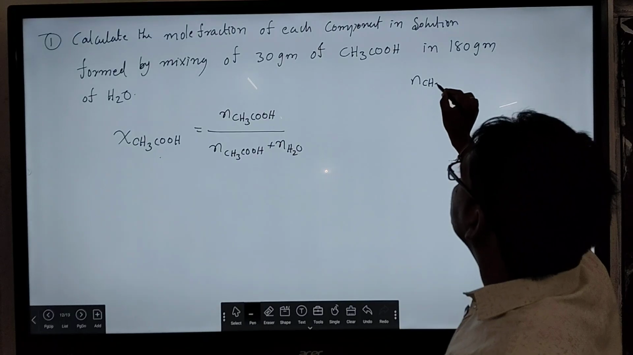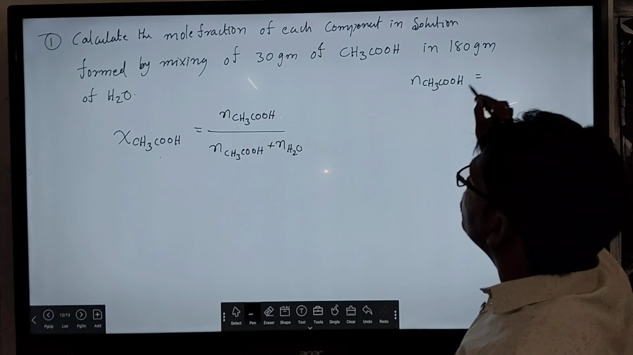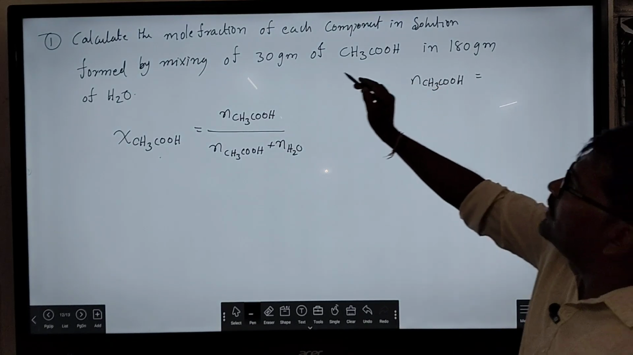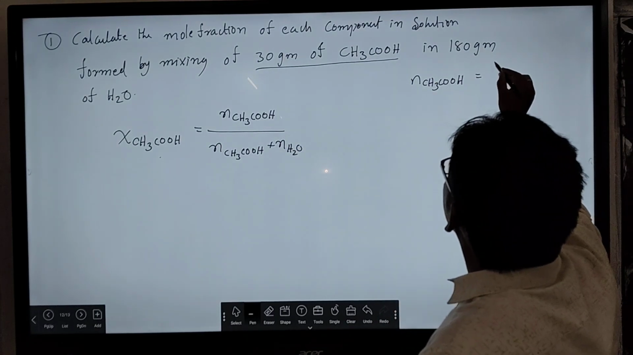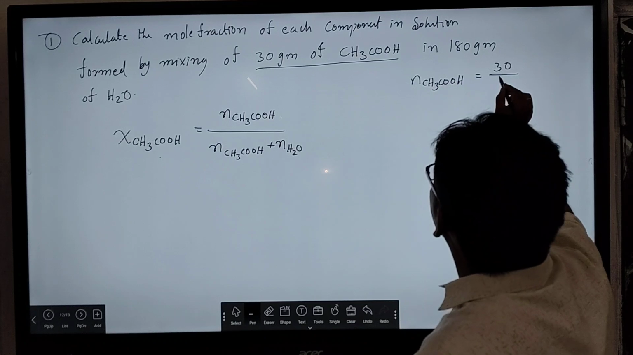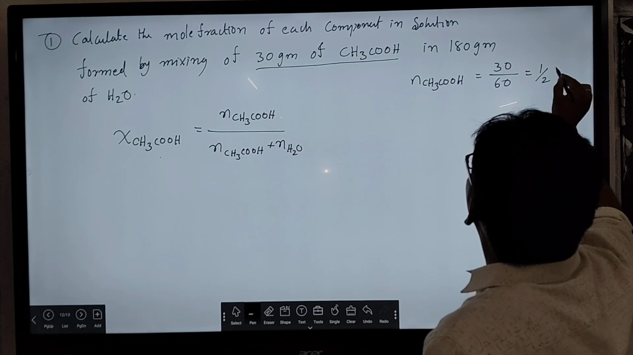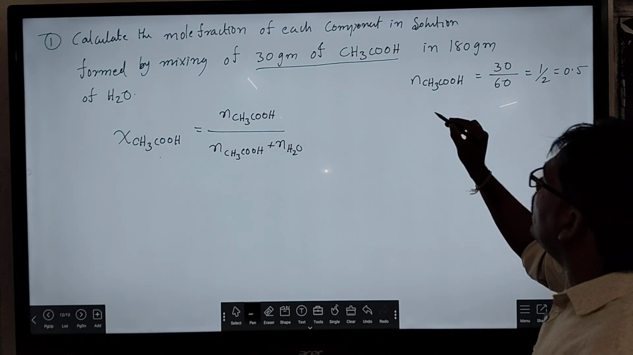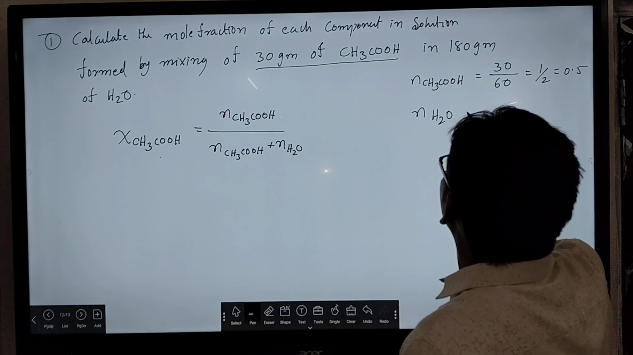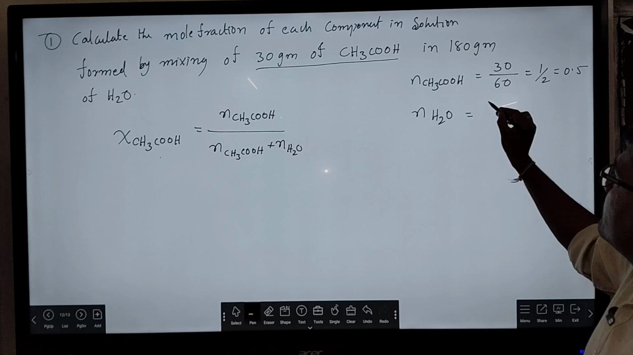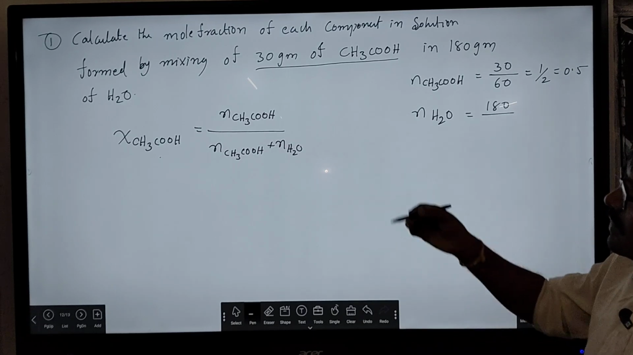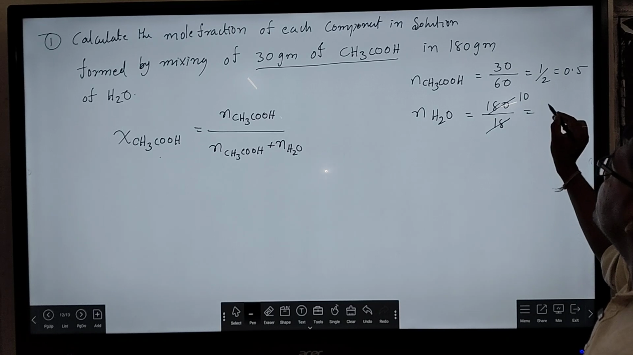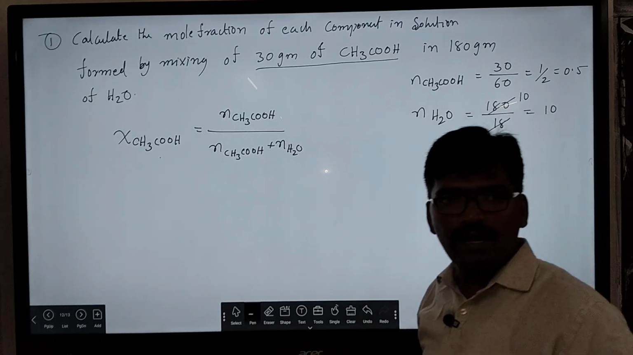Number of moles of CH3COOH is given weight divided by molecular weight. The given weight is 30, and the molecular weight of acetic acid is 60, so you get 1/2, nothing but 0.5 moles of acetic acid. Number of moles of H2O: 180 grams are given, so given weight 180 divided by molecular weight 18 gives 10 moles. Clear, all of you? Right.